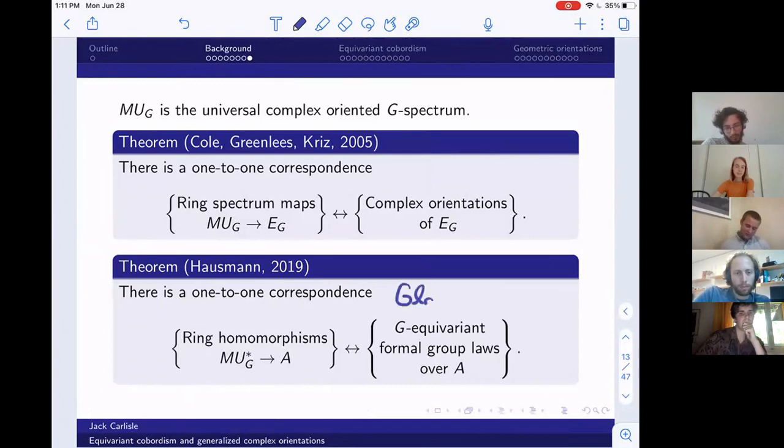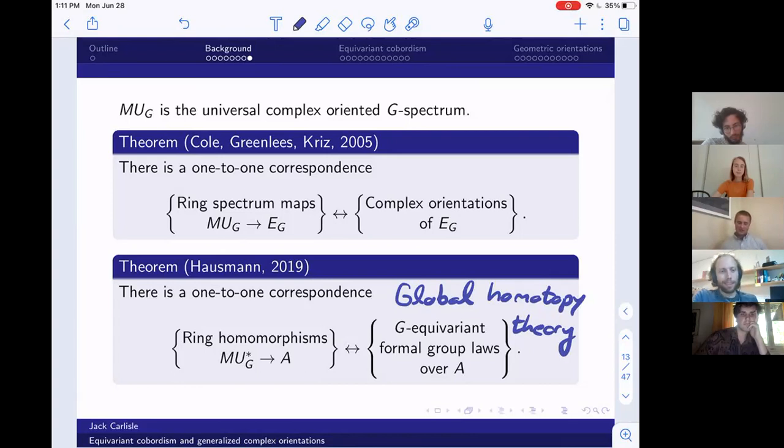This is proved using global homotopy theory. And in fact, in his proof, he gives a totally different characterization of what a G equivariant formal group law is. Or in fact, what he really defines is global formal group laws. So I encourage you to check out his paper, which is called, I think, Bordism rings and global group laws or something like this. It's a very nice paper.